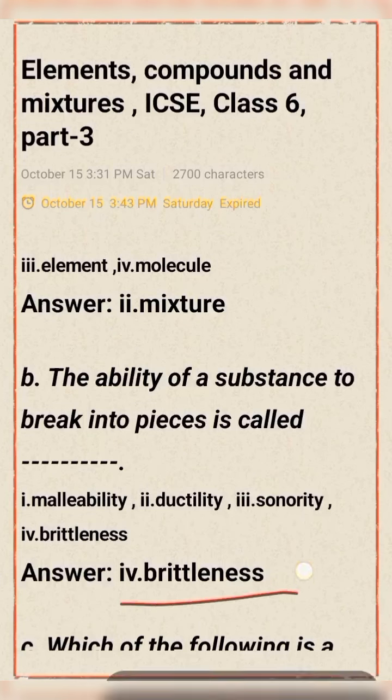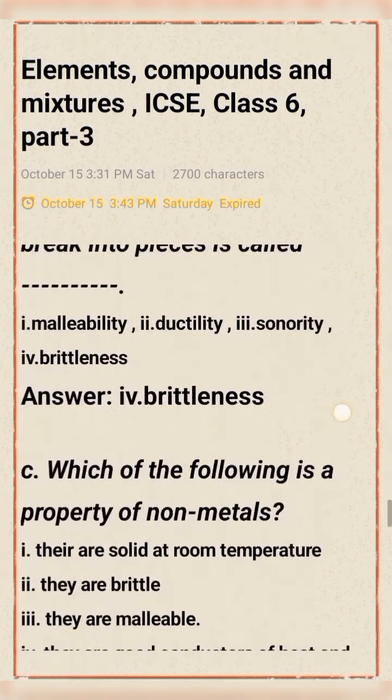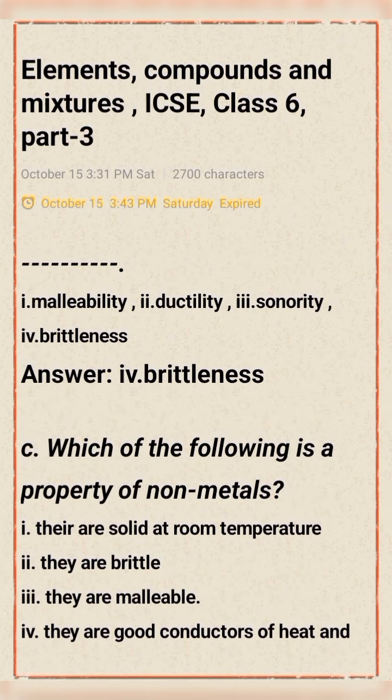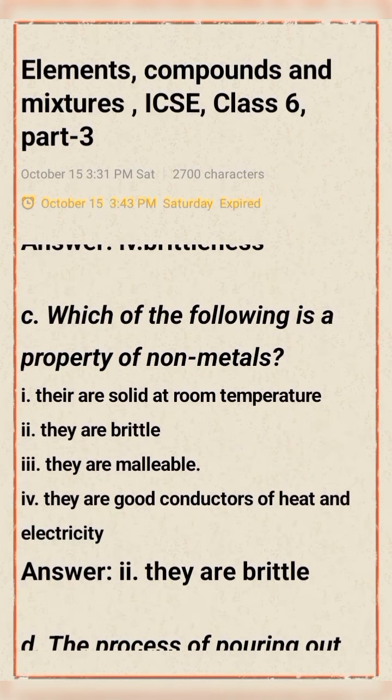Next question number C. Which of the following is a property of non-metals? Option 1, they are solid at room temperature. Option 2, they are brittle. Option 3, they are malleable. Option 4, they are good conductors of heat and electricity. The right answer, option 2. That is, they are brittle.